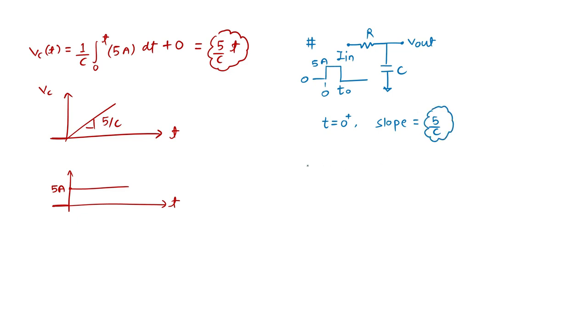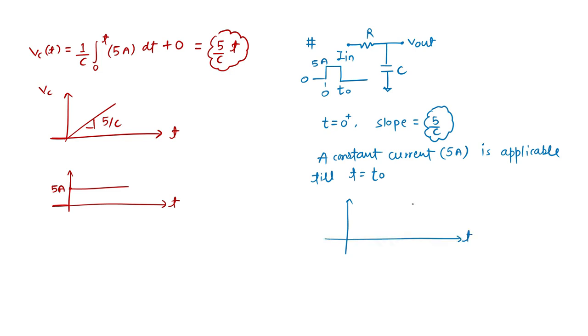And after that this current of 5 ampere is staying till t naught. As we are seeing, a constant current of 5 ampere is applicable till t equal to t naught. So till that point of time the integration will happen. Integration simply means the integration of a constant comes to be a linear value.